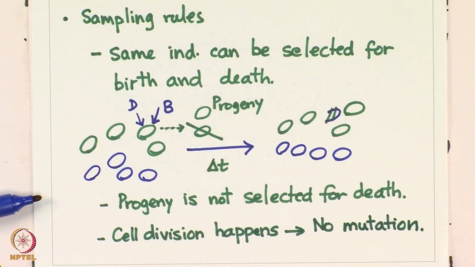No mutation happens, which means that when I am selecting genotype A for reproduction, then the progeny that is produced from that genotype A will always belong to that genotype A. I am never going to get into a situation where division of progeny A leads to production of an individual belonging to genotype B. That is not permitted.